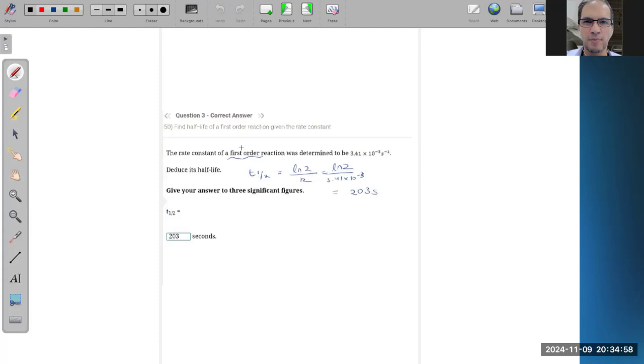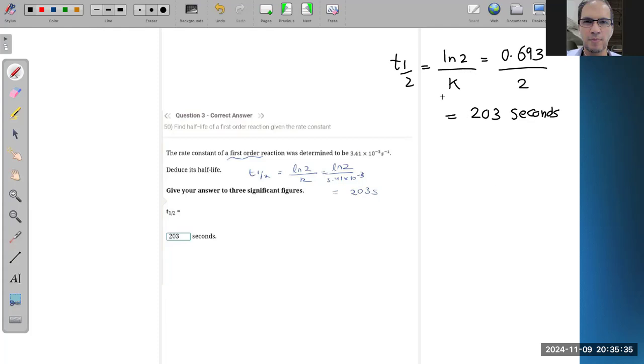Next one: the rate constant of a first order reaction was determined to be 3.41 times 10 to the power of -3 s-1. Deduce its half-life. The t half of a first order reaction is fixed and is always equal to ln 2 divided by k. We said ln 2 on the calculator gives a number we memorize, 0.693, over k, and that's equal to 203 seconds. For those who haven't memorized the integrated equations, please start memorizing them now.